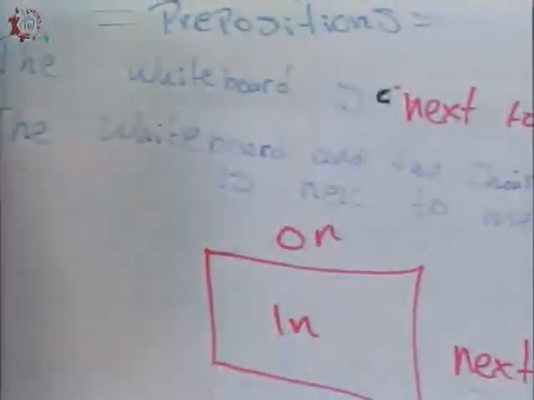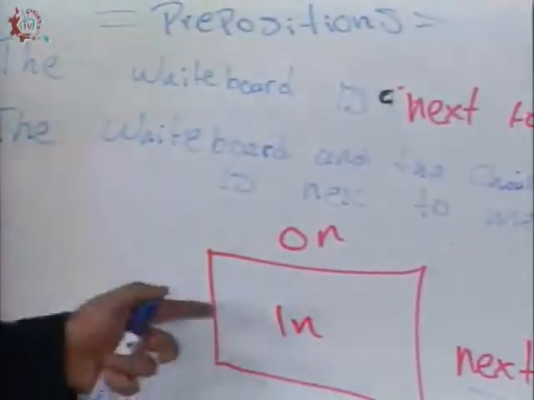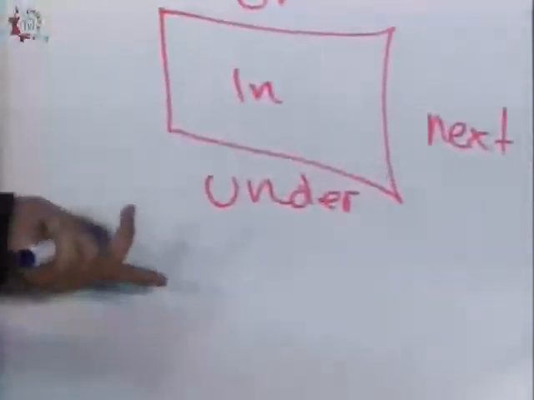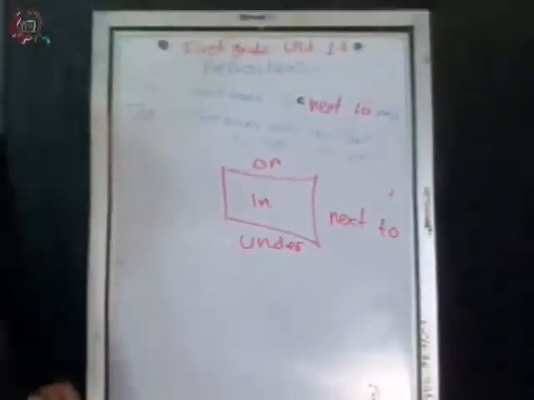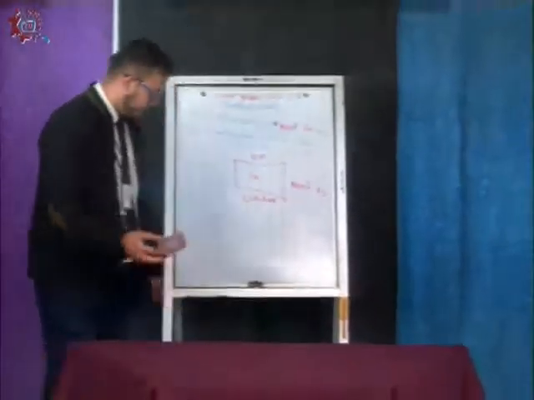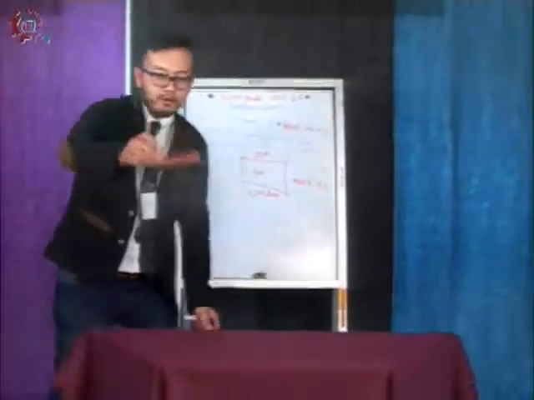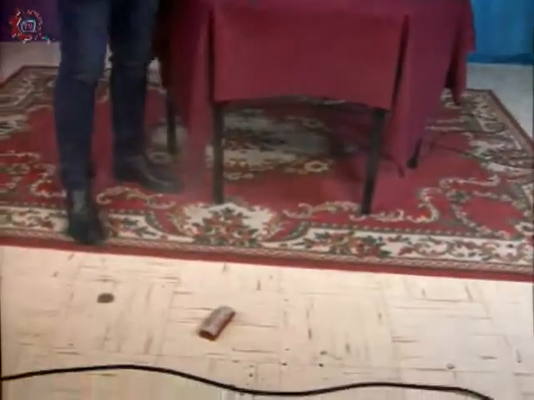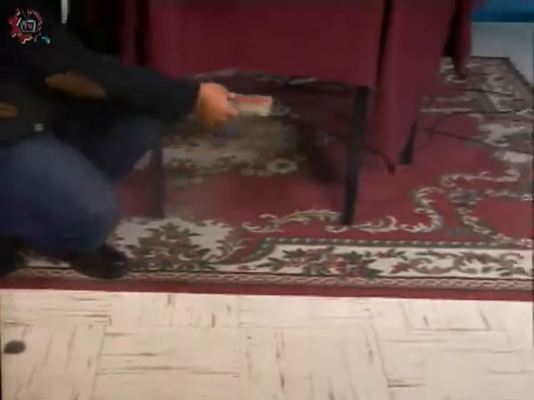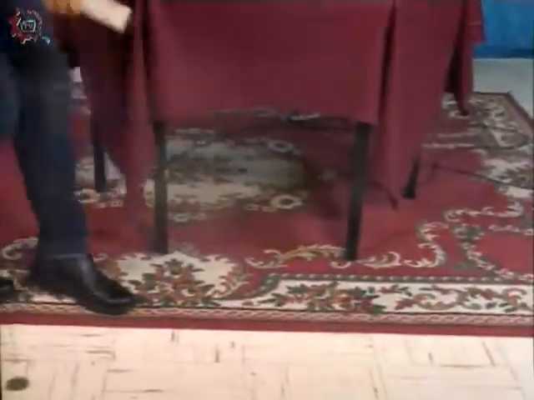Okay, the last preposition that we're going to use is under. Under, if you see, when you have, cuando tienes objetos abajo de algo. For example, I'm going to throw up the marker, the eraser. Oh, the eraser is under the table, all right? The eraser is under the table.